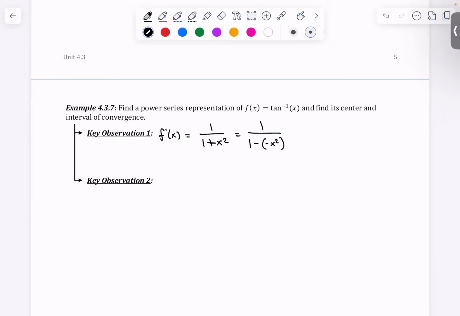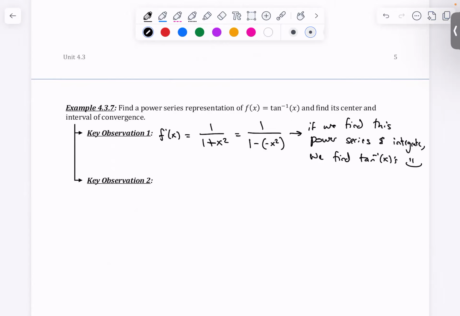Key observation number 2, all right, so this means if we find this power series and integrate, we find tangent inverse of x. That's what that means. Now that we know that there is a way to represent tangent inverse's derivative as a power series, we can integrate that power series and get up to tangent inverse. Okay?